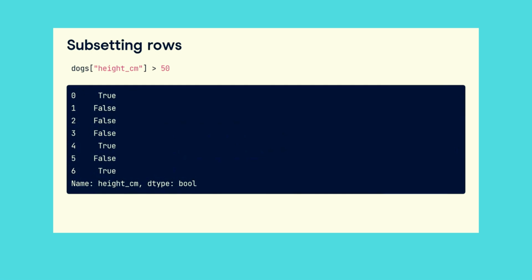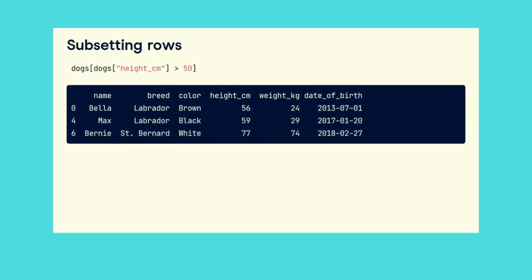There are lots of different ways to subset rows. The most common way to do this is by creating a logical condition to filter against. For example, let's find all the dogs whose height is greater than 50 centimeters. Now we have a true or false value for every row. We can use the logical condition inside of square brackets to subset the rows we're interested in to get all of the dogs taller than 50 centimeters.